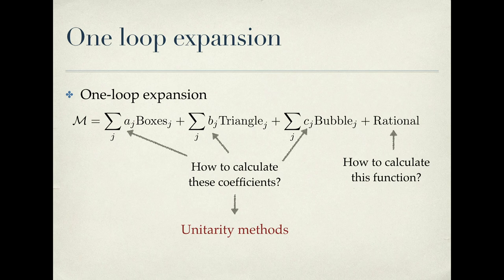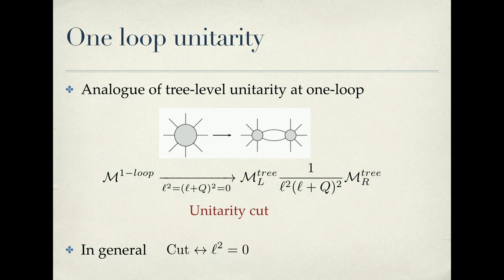Okay, so what is the tool we are using? It's an analog of the tree-level unitarity, now at one loop. At tree level, we set the internal leg to be on shell, and then the amplitude factorized into two sub-amplitudes. The analog of that at one loop is the so-called unitarity cut. We take the one-loop amplitude and we set two propagators to zero, now involving the loop momentum L. So L squared and (L+Q) squared, where Q is the sum of external momenta on this side. And the analog is that this then factorizes into a product of two tree-level amplitudes. These are now trees.